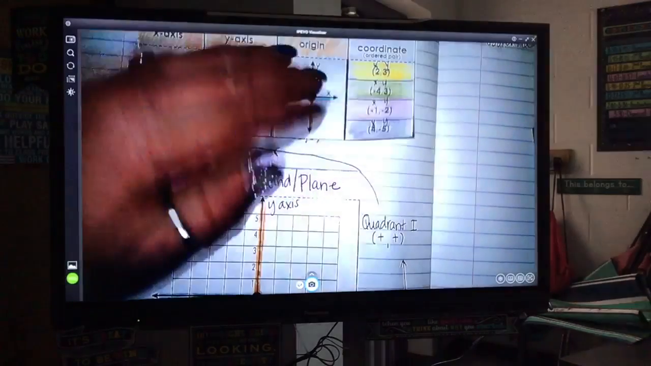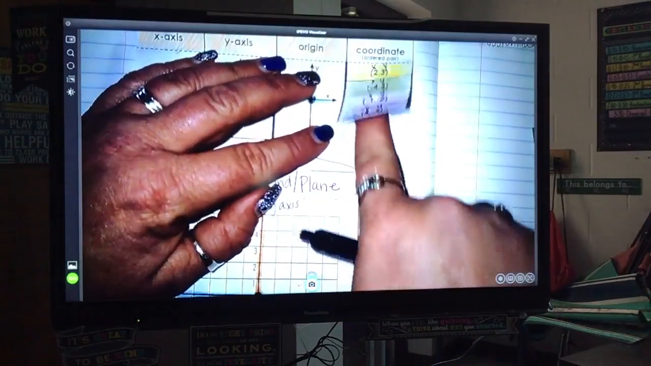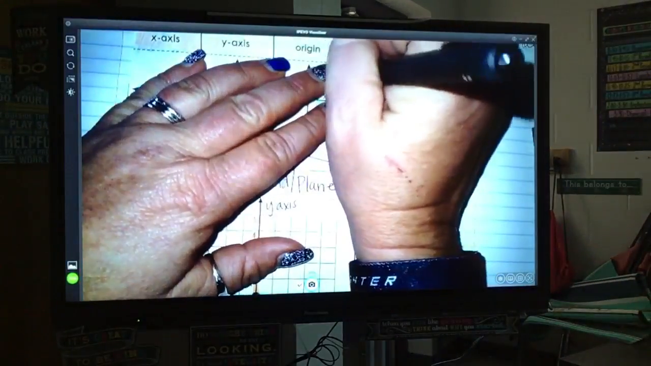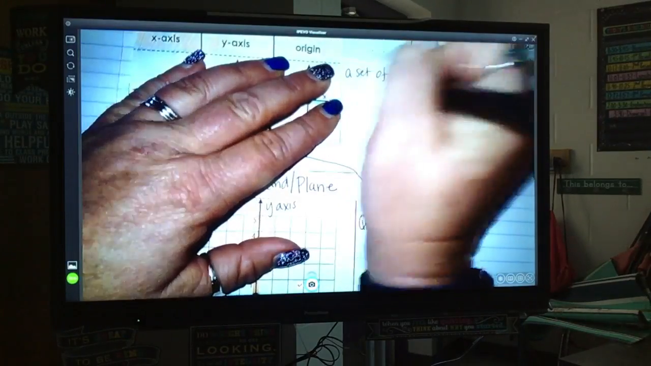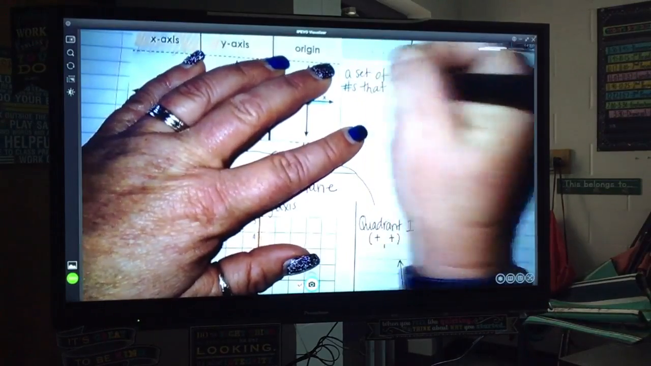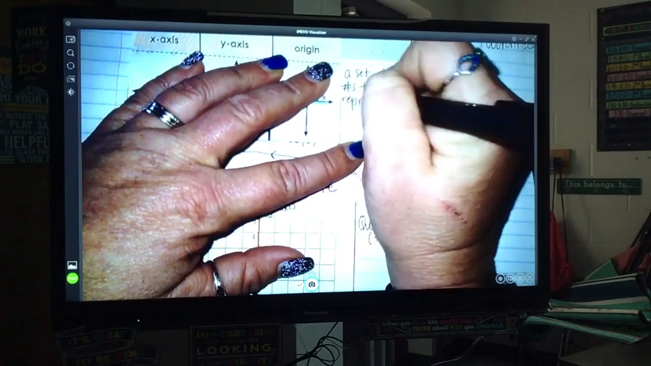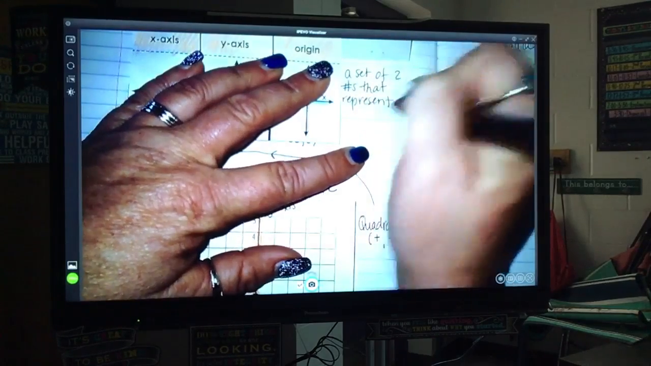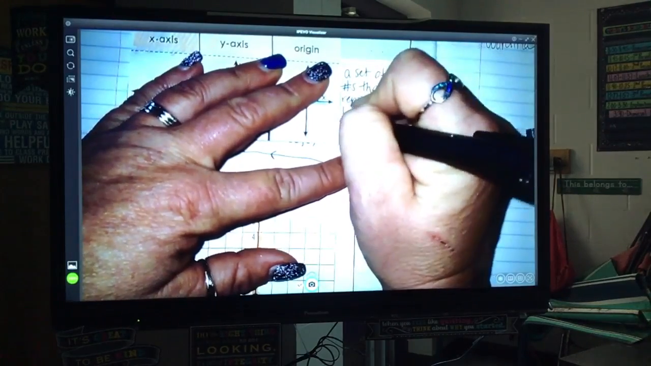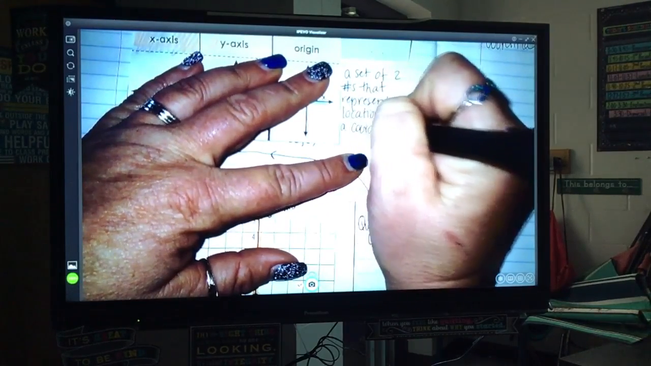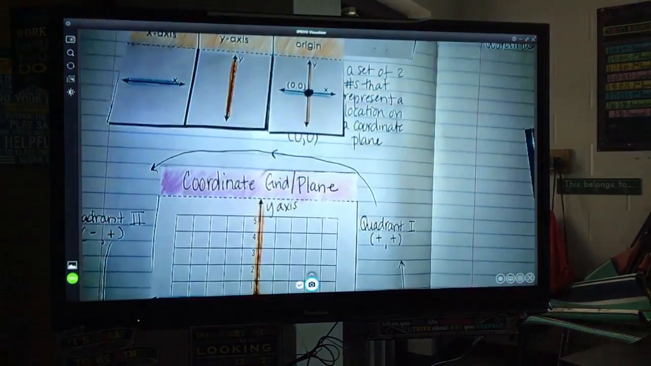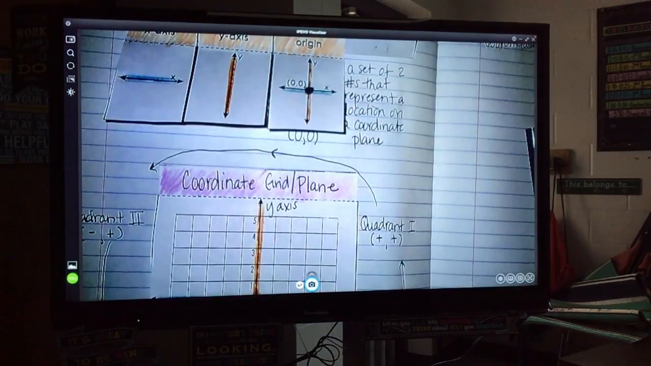Alright, and then the last thing, once you've got these colored, an ordered pair is a set of two numbers that represent a location on a coordinate plane. Alright, stand up when you have that done.